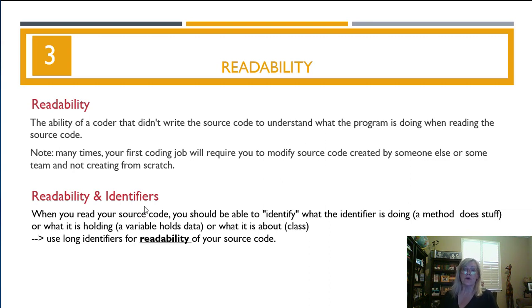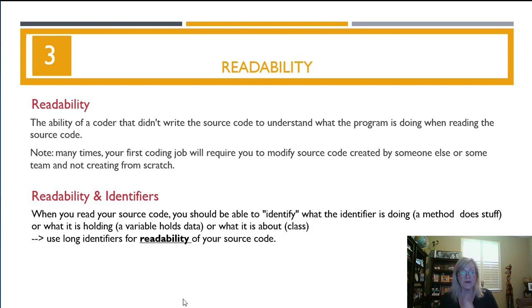Readability is important because you might find you're coming to read your source code to make a change after 6 months and you're wondering, what did I do here? Or it is very common when you first get a job that you might not be writing your code from scratch. You might be given the job of modifying someone else's source code. So heaven forbid, you want to be able to read other people's source code and you want to make your source code readable. How do you do that?